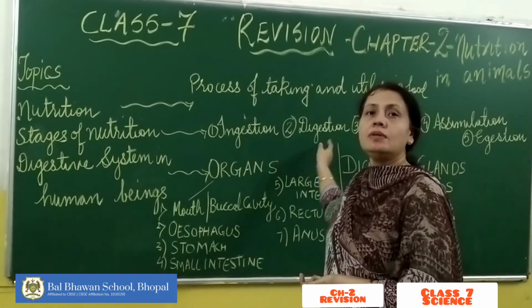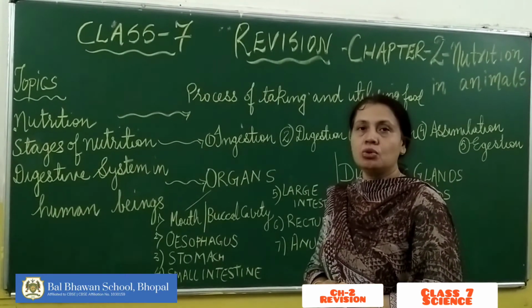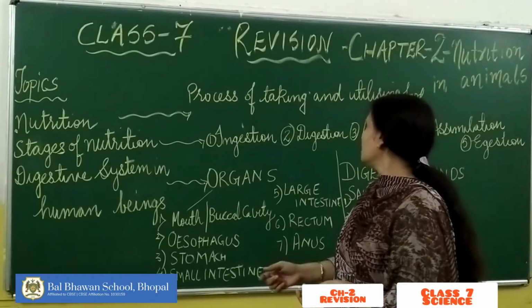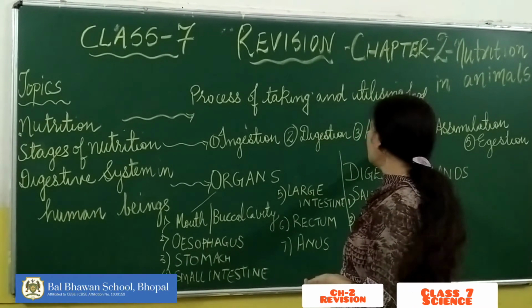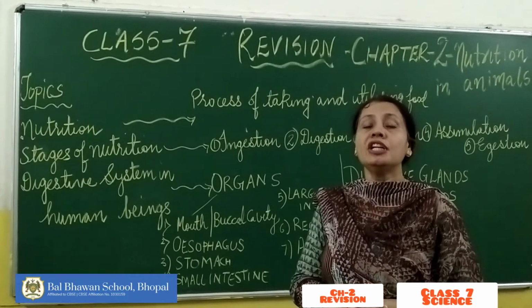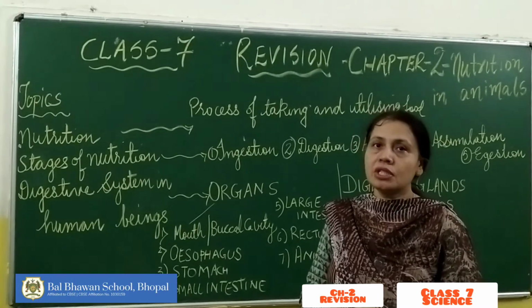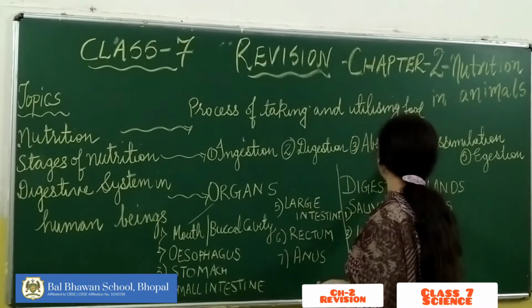Coming to digestion, the process by which complex food material is broken down into simpler material is called digestion. Coming to absorption, the process by which the important nutrients are absorbed by the body is called absorption.